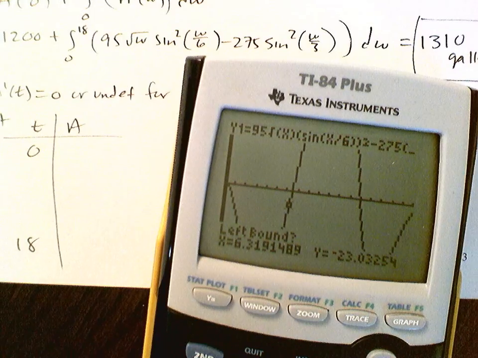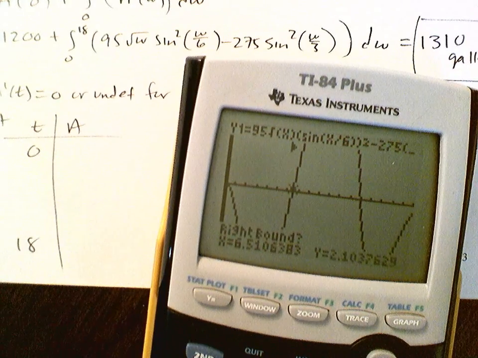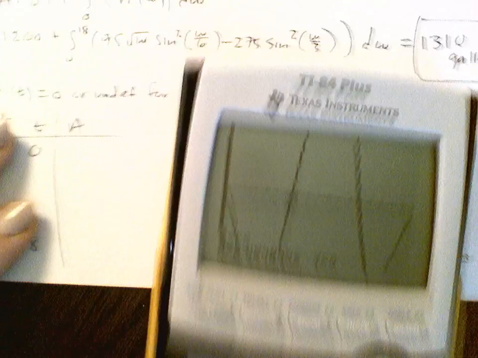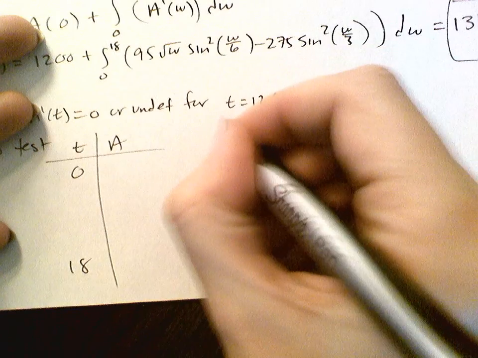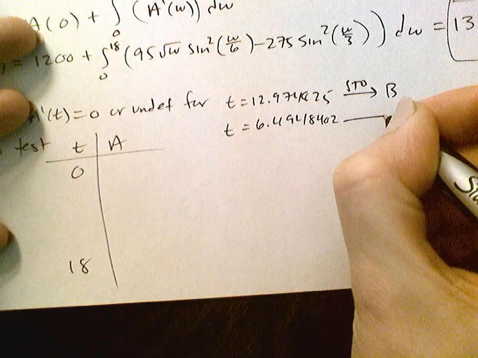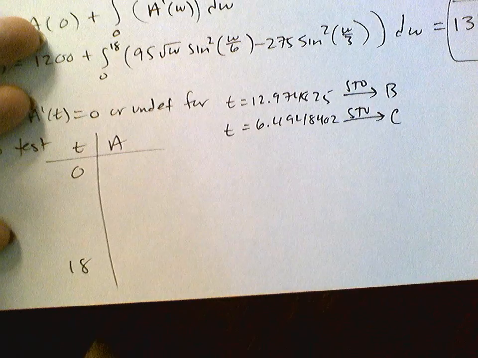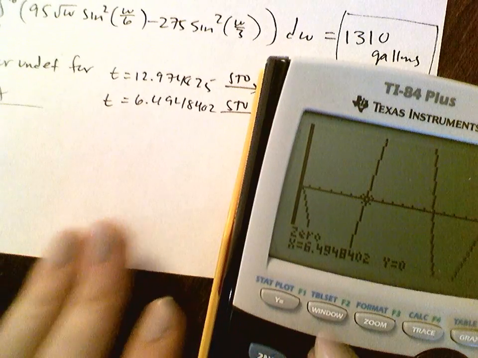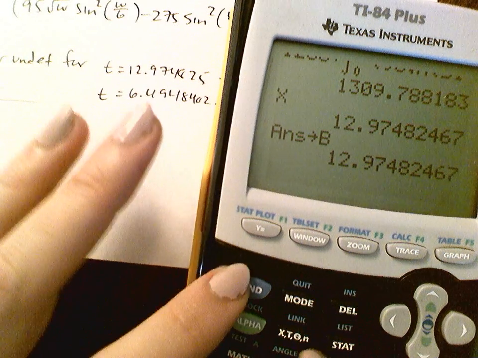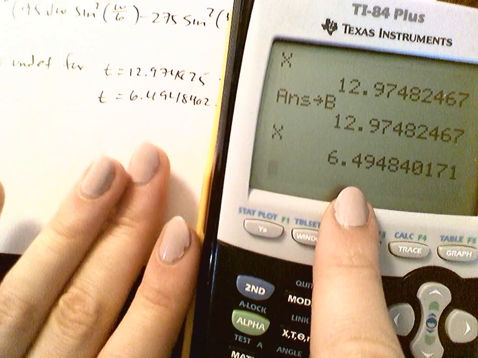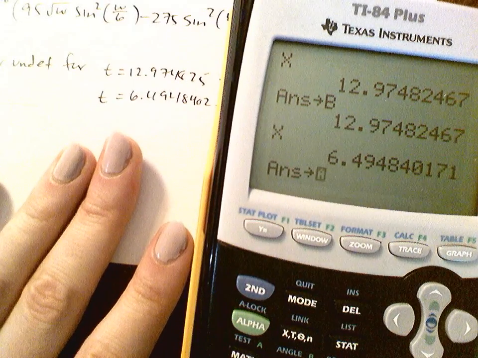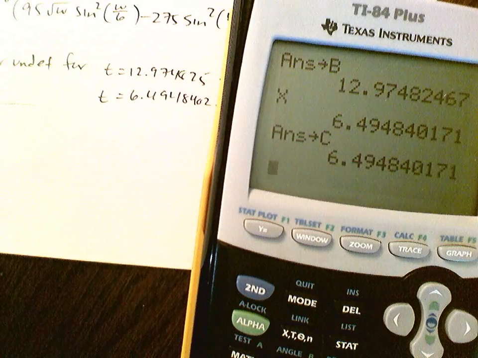Okay, so now I have a negative y. I'll hit enter. Now I've got to go to the right. Okay, and then I've got t equals 6.4948402, and I'll store that as c. So second quit, x, so that my calculator recognizes that, store c. Okay, so now I could use that in the future.